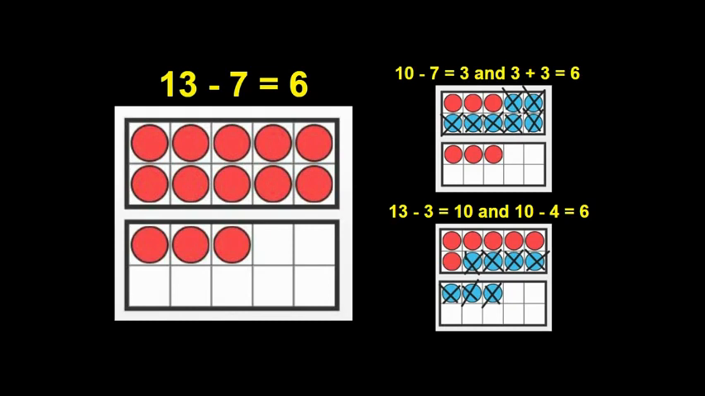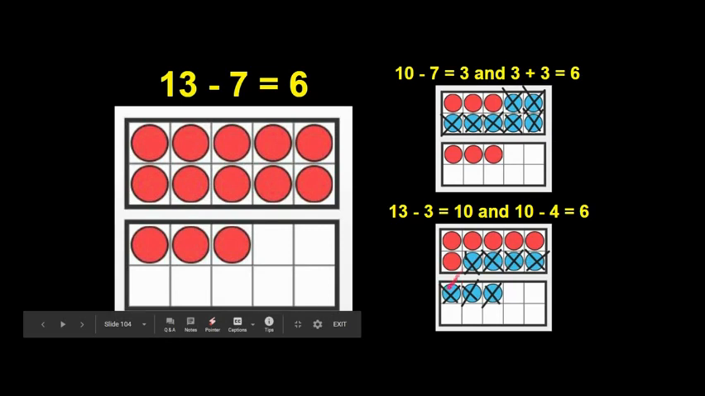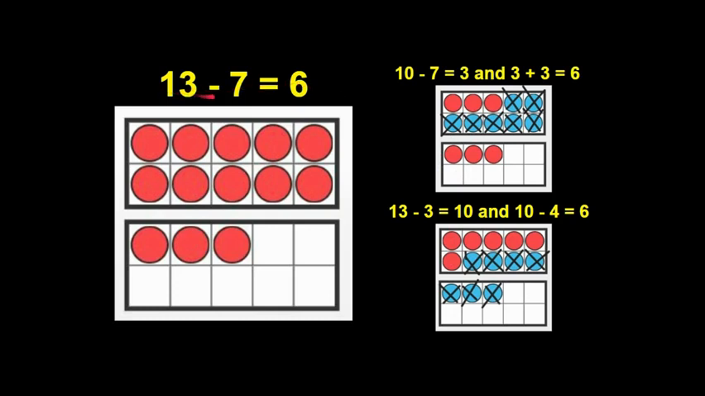Here's another one. How many did you see? Take away 7. So picture what you saw in your brain and take away 7. Oh, it's 6. Did you take away the 7 with the 4 and the 3 and then have 6 left? Or did you take away 7 from the top and have 3 and 3 left? It's still 6. 13 take away 7 equals 6.